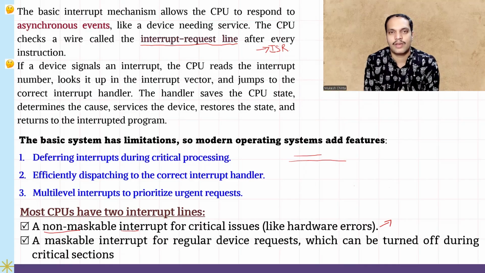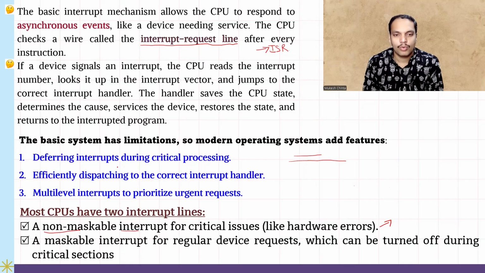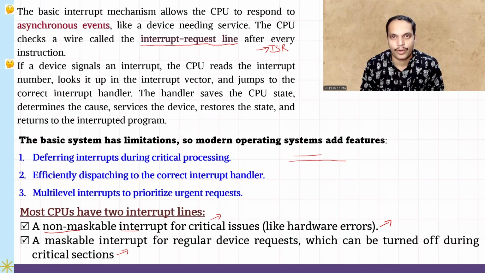And when the CPU is doing something critical, it will react only to interrupts coming through the non-maskable line. And interrupts coming in on this maskable interrupt line can be deferred. That means I can do it at a later point of time. This is the first feature.